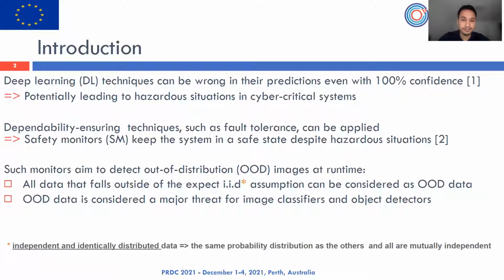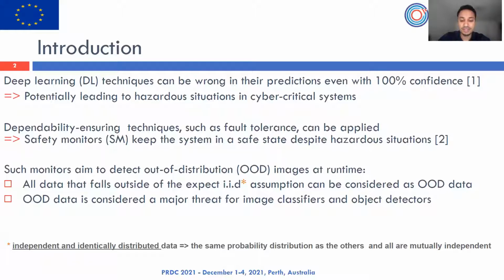convolutional neural networks. And for this kind of machine learning model, we have a common issue: even though these machine learning models can be very accurate, sometimes they output wrong predictions, even with 100% confidence. And for safety-critical systems like autonomous systems, autonomous vehicles, for example, this can be a very important problem.